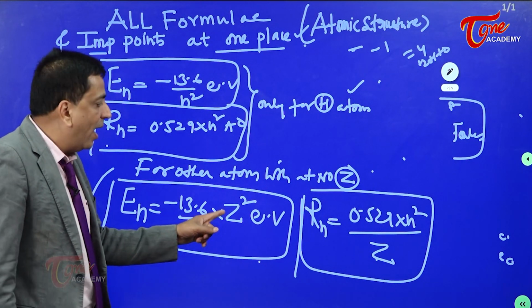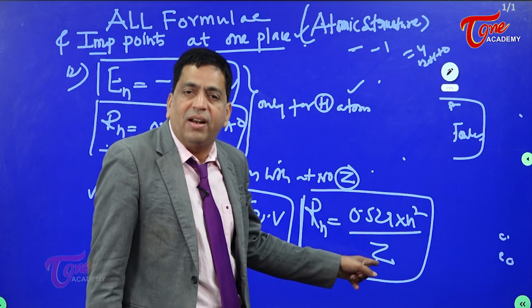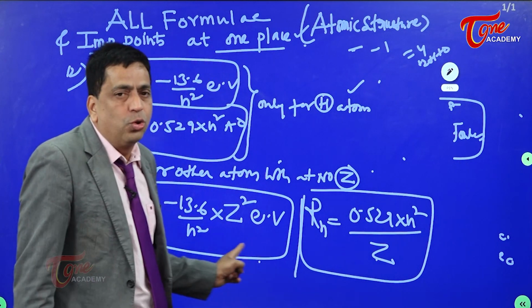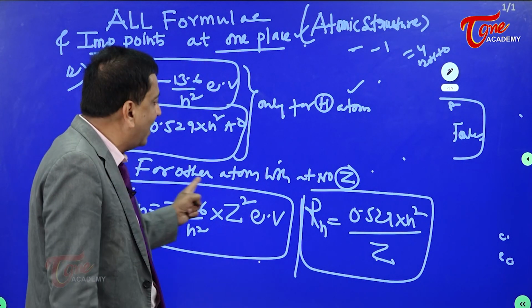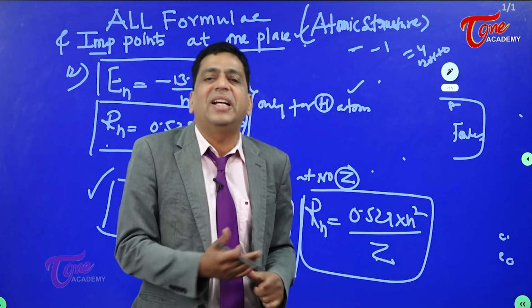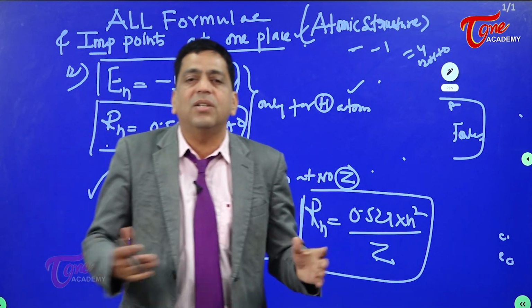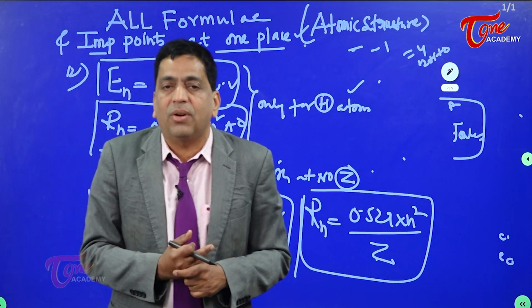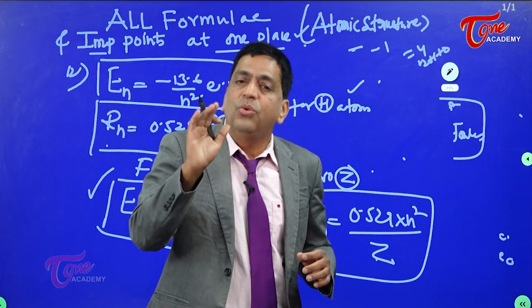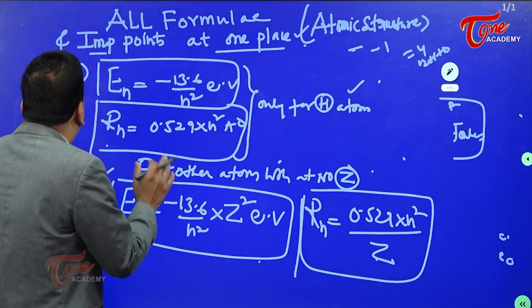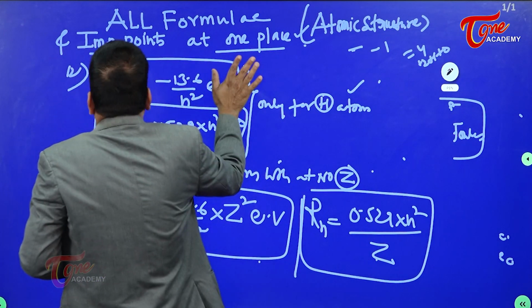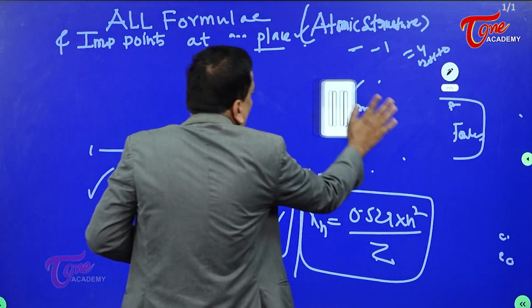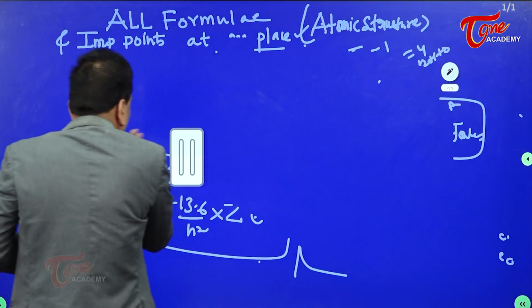Z square, and divided by what? Z. So you must understand this. You have to use this formula in case you are applying or extrapolating this for other atoms, other single electron systems, radicals, ions, with atomic number Z. You must understand. So that is 12. Then coming to the other equations, watch carefully here.